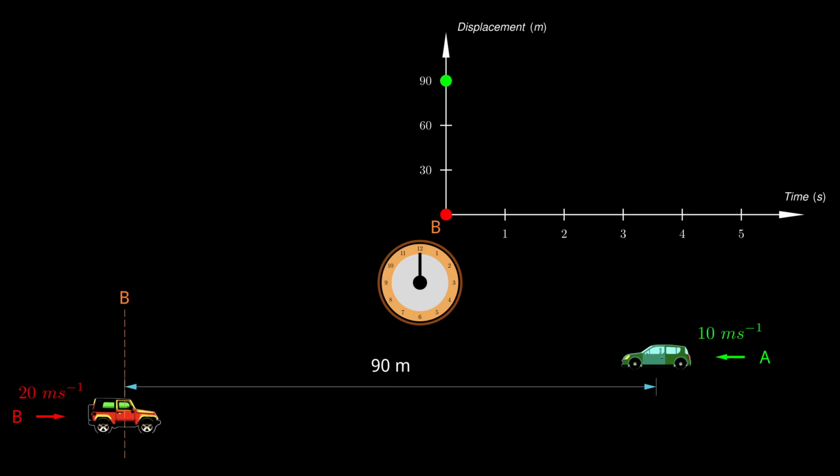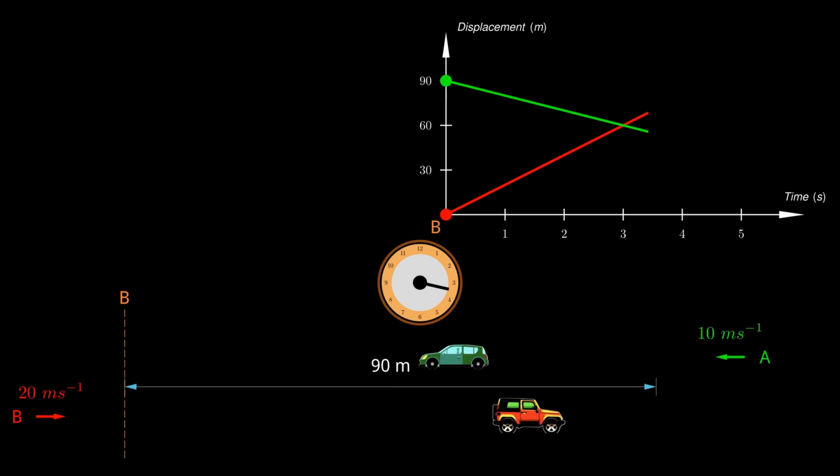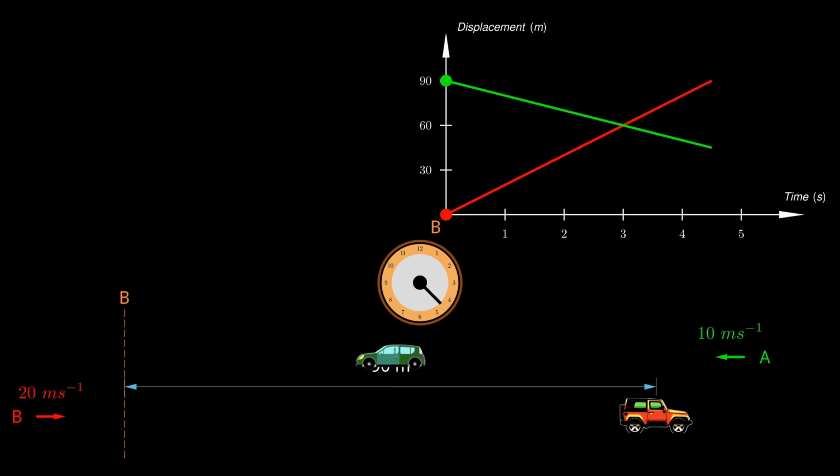On the other hand, Vehicle A is moving towards Vehicle B, which is in the opposite direction of the displacement we're measuring. As a result, the velocity vector of Vehicle A is negative, leading to a negative gradient for its displacement time function. By considering these gradients, positive for Vehicle B and negative for Vehicle A, we can plot the motion of both vehicles on the graph, showing how their displacements change over time, as they approach each other. The point where the two lines intersect will represent the moment they meet.